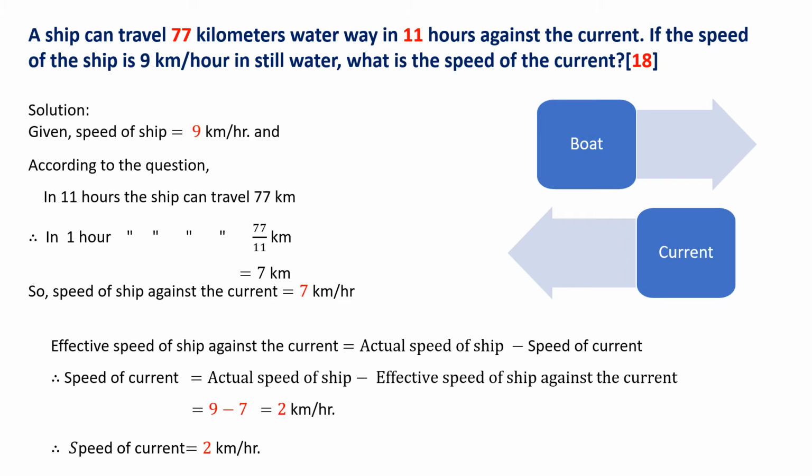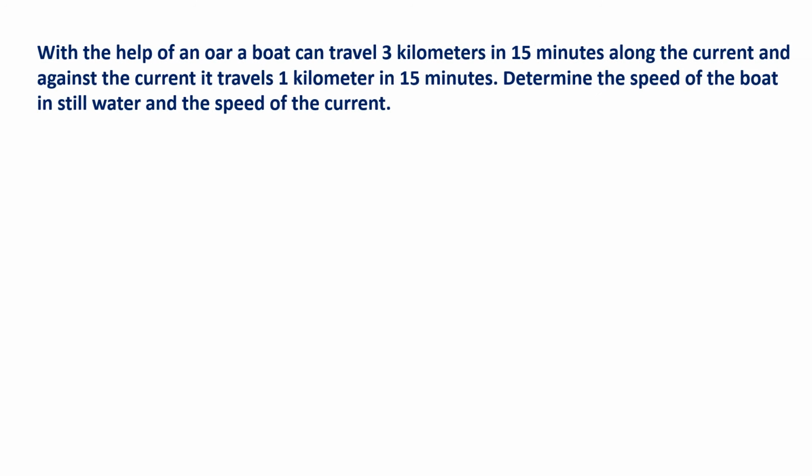Okay, now let us see another problem. With the help of an oar, a boat can travel 3 kilometers in 15 minutes along the current, and against the current it travels 1 kilometer in 15 minutes. Determine the speed of the boat in still water and the speed of the current. This is among the most simple problems. This math actually looks big, but it is not that big and is so simple, right?